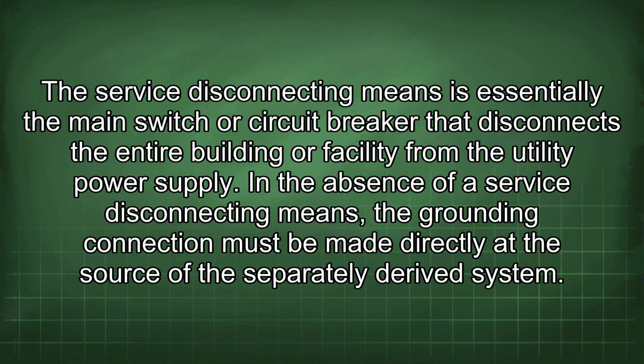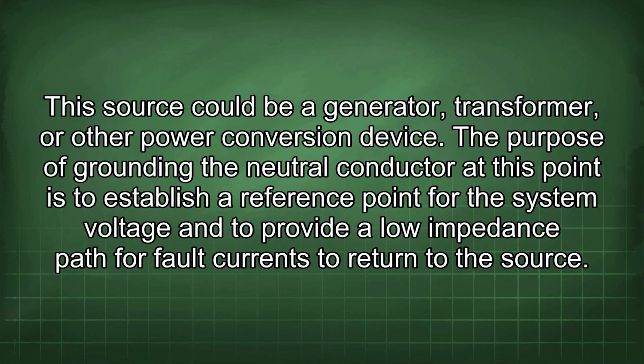The service disconnecting means is essentially the main switch or circuit breaker that disconnects the entire building or facility from the utility power supply. In the absence of a service disconnecting means, the grounding connection must be made directly at the source of the separately derived system. This source could be a generator, transformer, or other power conversion device. The purpose of grounding the neutral conductor at this point is to establish a reference point for the system voltage and to provide a low impedance path for fault currents to return to the source.